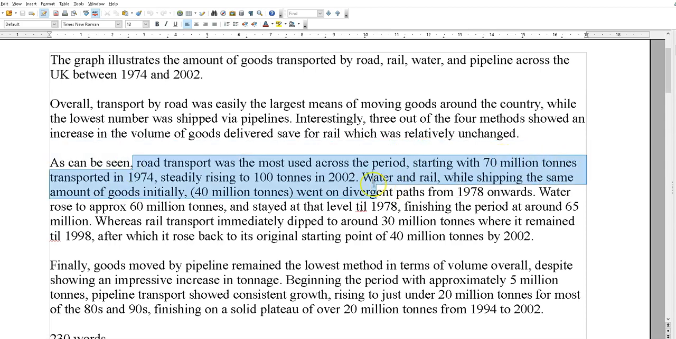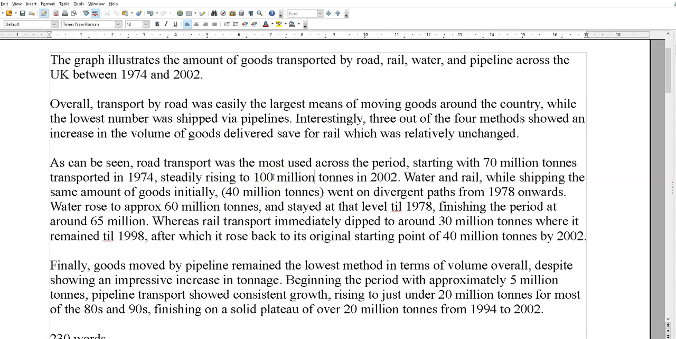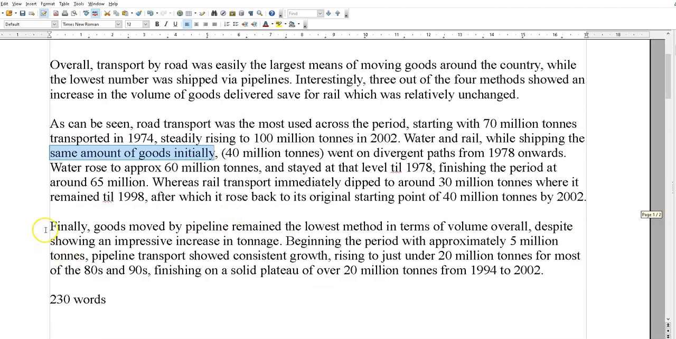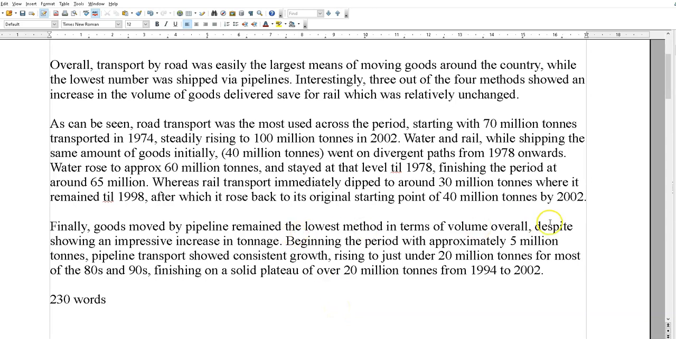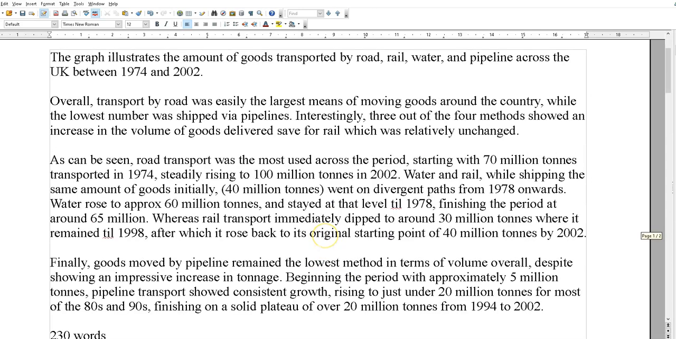But road transport, that's a sentence starting with 70 million tons, finishing at 100 tons. So water and rail, while shipping the same amount of goods initially, divergent paths, rail transport, okay. Then the outlier, the smallest, the lowest, pipeline. Lowest in terms of volume overall, but increase in tonnage in itself. Figures and data. So I thought that was a logical way to group the information.